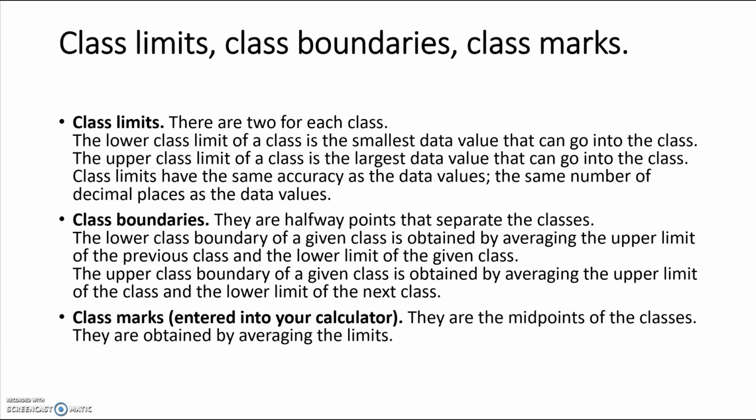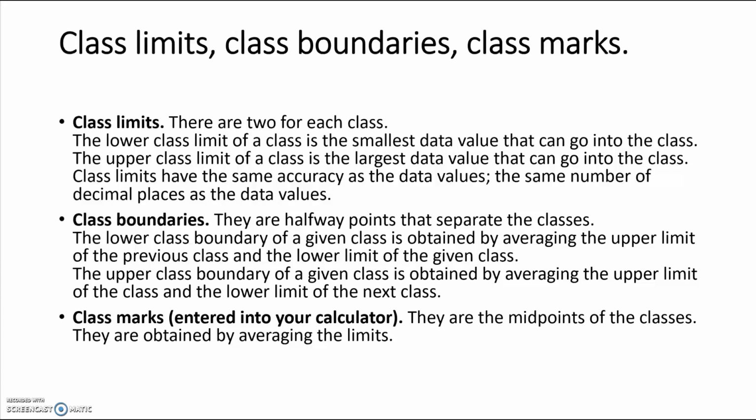Now some of you are having difficulty distinguishing between class limits and class boundaries. For a class limit there are two. For each of the classes there are two. The lower class limit is the smallest data value that will go into that class, and the upper class limit is the largest that will go into it.